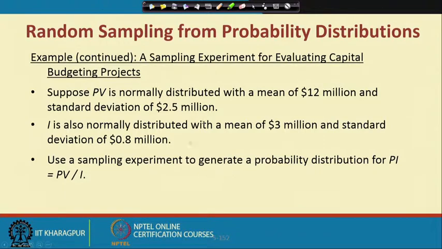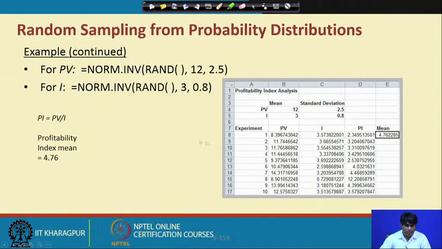So likewise you can see here, this is the case, and for that we have created a normally distributed Excel spreadsheet. Here we have to specify the parameters mu and standard deviation, that is 12 and 2.5 for present value, and in the case of initial investment we put 3 and 0.8.